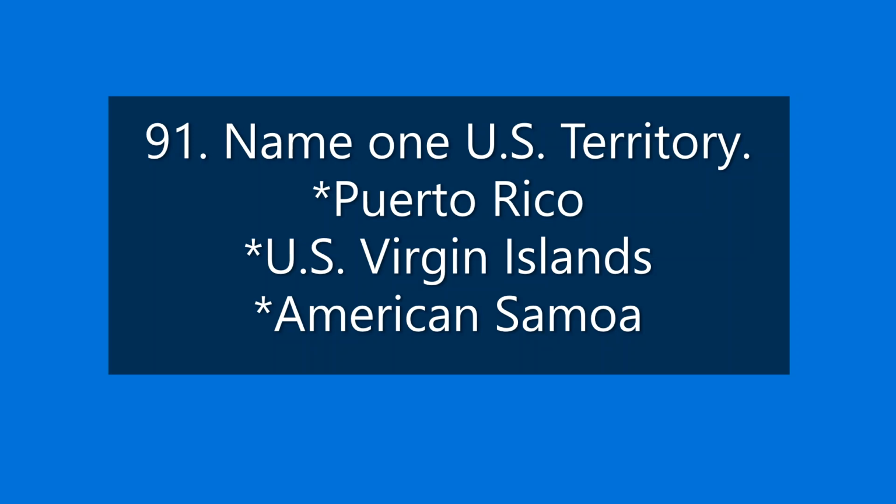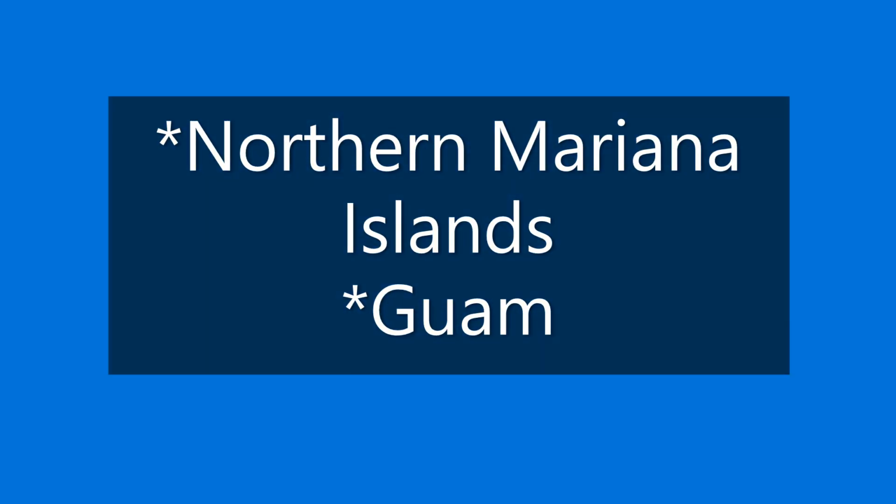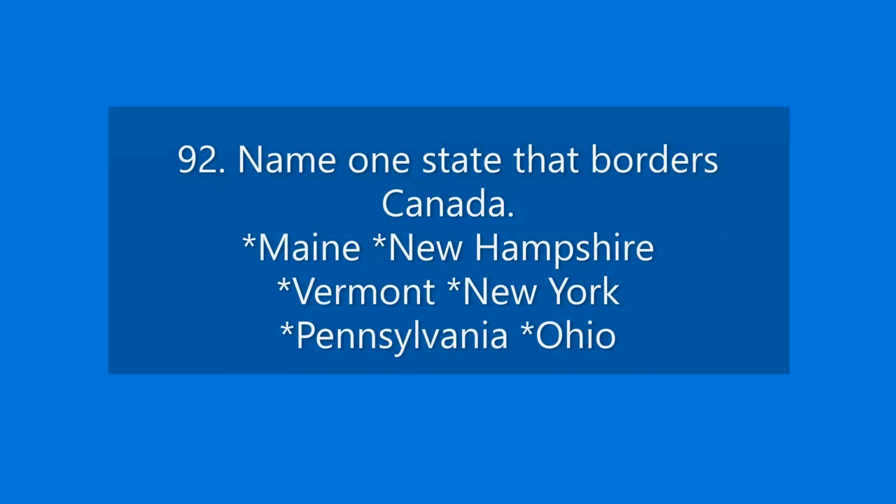Question number 91. Name one U.S. territory. The answer, Puerto Rico is one of the U.S. territories. Or you can say U.S. Virgin Islands is one of the U.S. territories. From this list, you can say Northern Mariana Islands is one of the U.S. territories. Or you can say Guam is one of the U.S. territories.